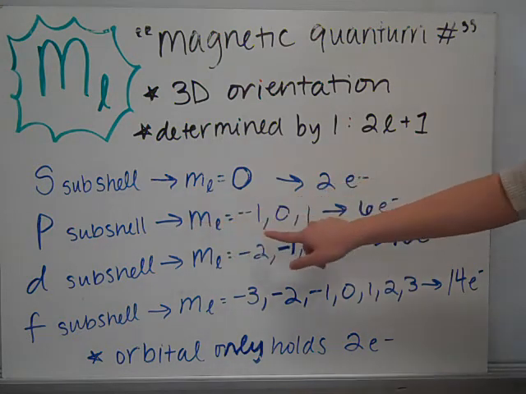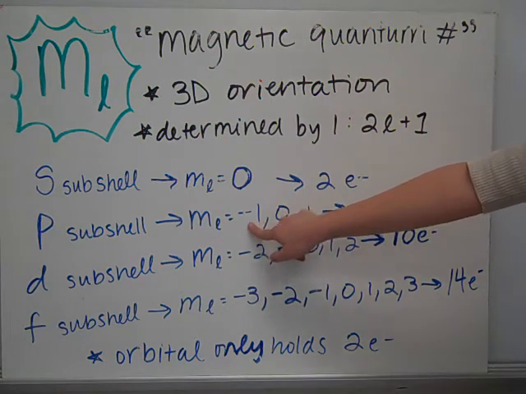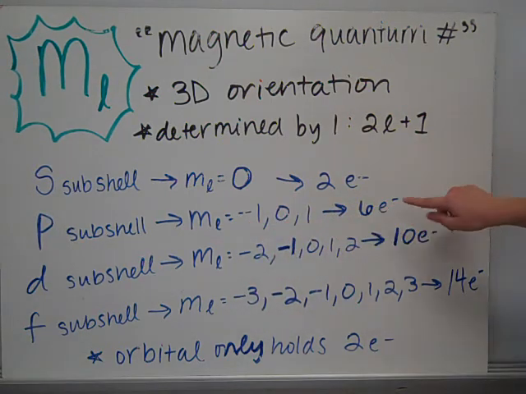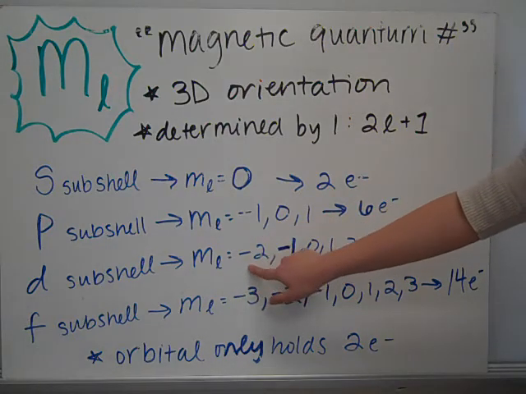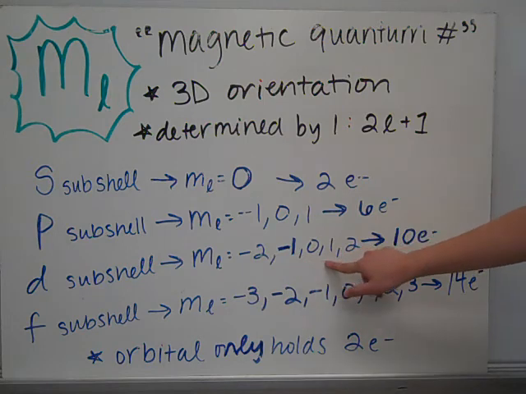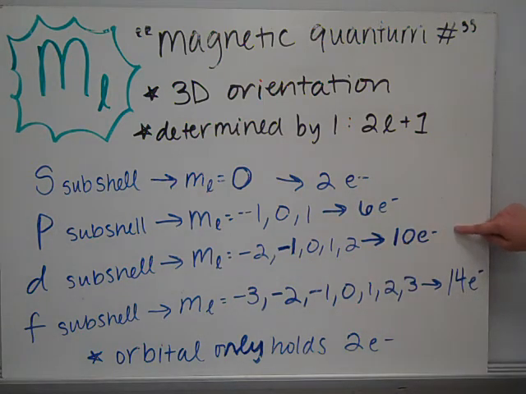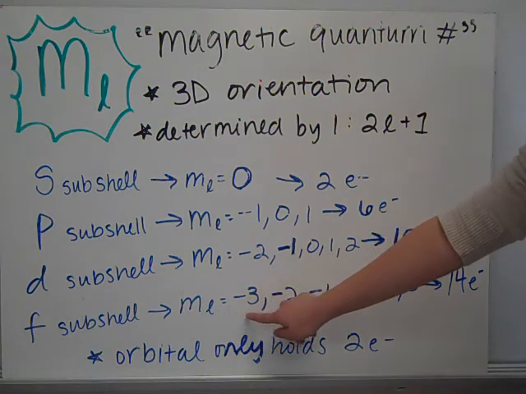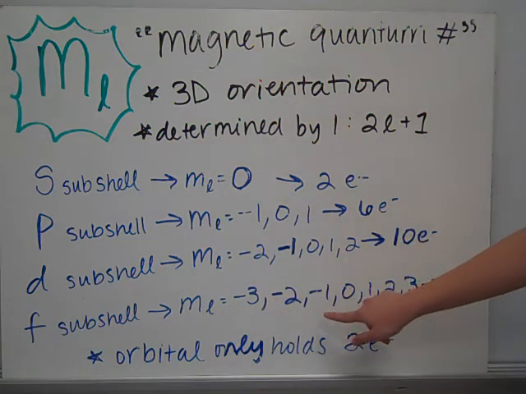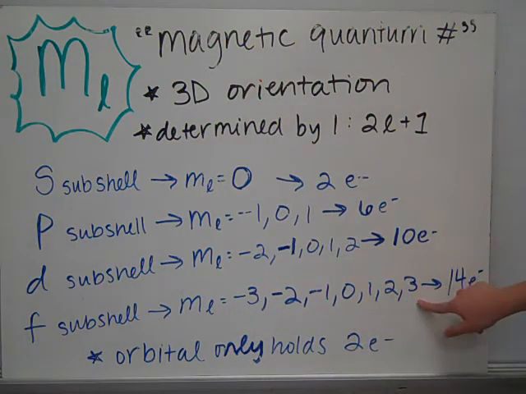The P subshell has a magnetic quantum number of -1, 0, or 1, which means it can hold 6 electrons. The D subshell has a magnetic quantum number of -2, -1, 0, 1, or 2, which means it can hold 10 electrons. And the F subshell has a magnetic quantum number of -3, -2, -1, 0, 1, 2, or 3, which means it can hold 14 electrons.